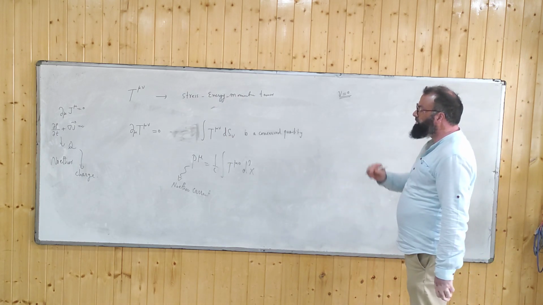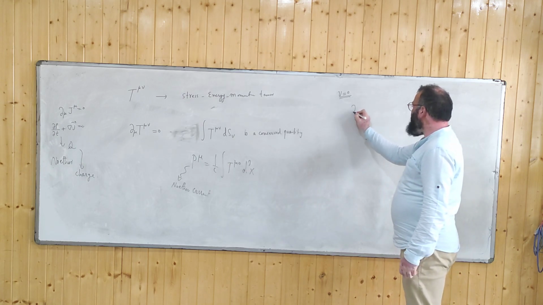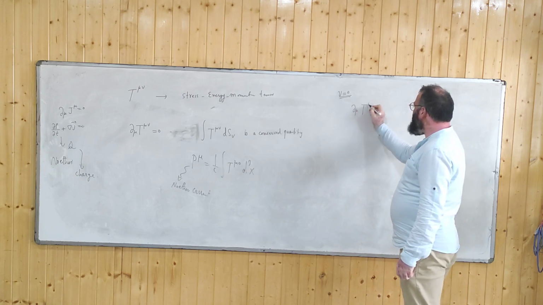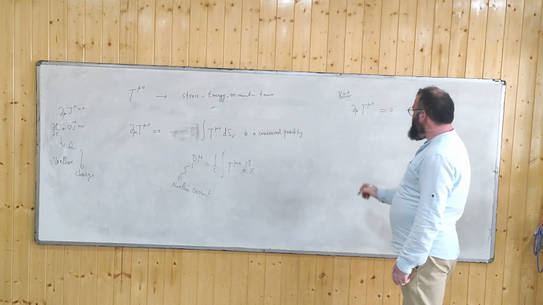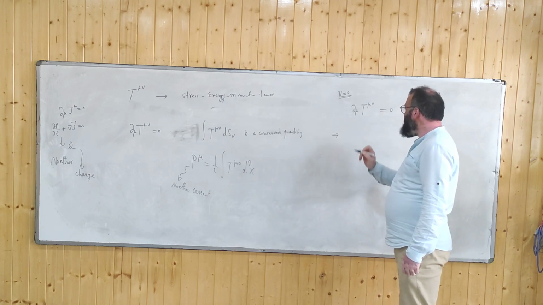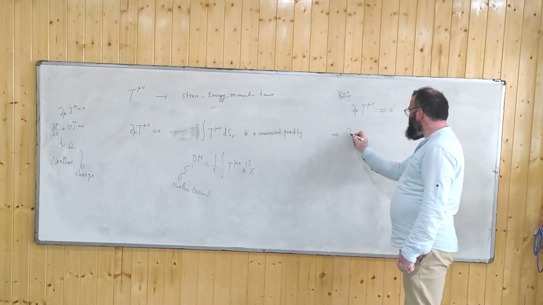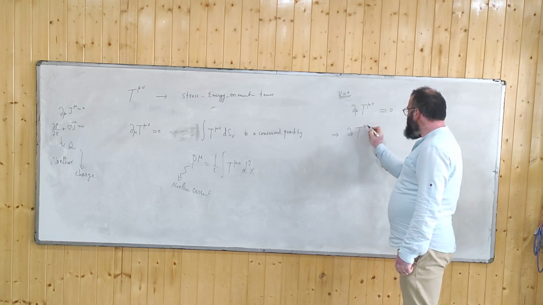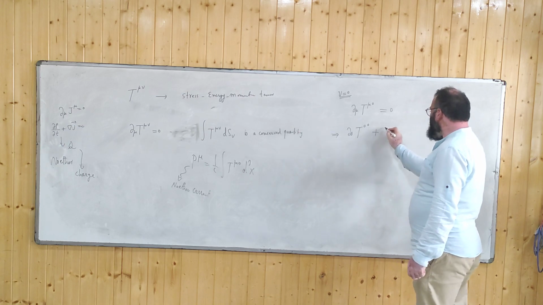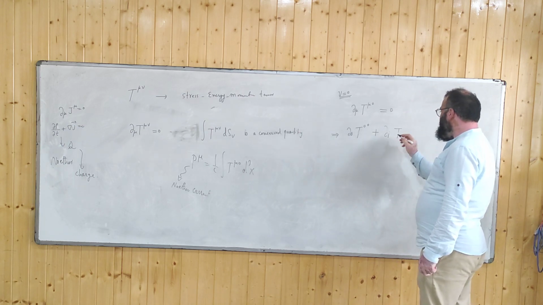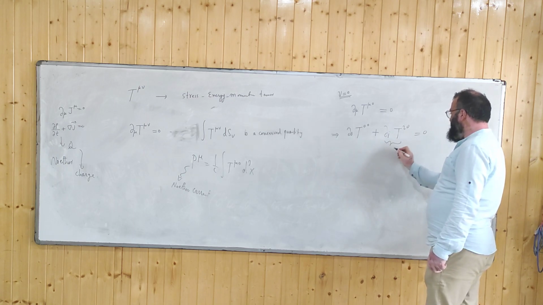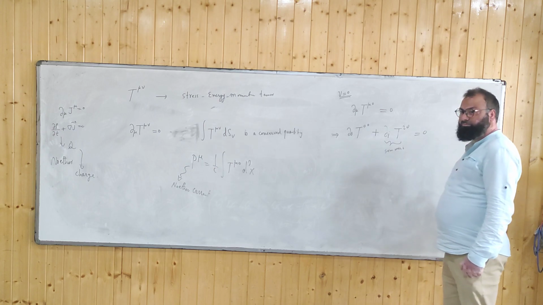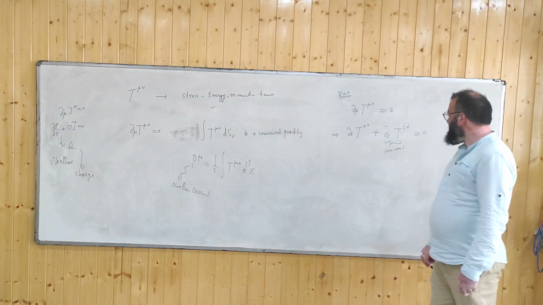Okay, let's take the nu equal to 0 component. Then I have this very equation: partial mu T mu 0 is equal to 0. So what does it give me? Anybody? Let's write: partial 0 T 00 plus partial i T i0 is equal to 0, and there is a sum over i.